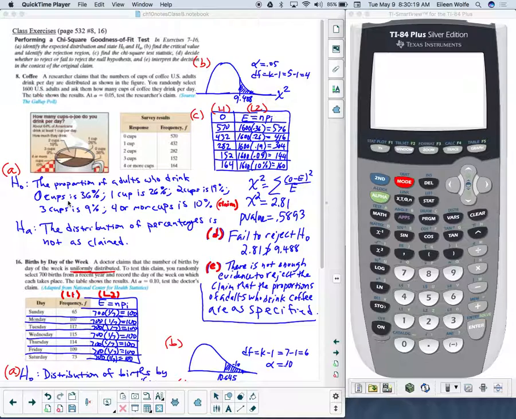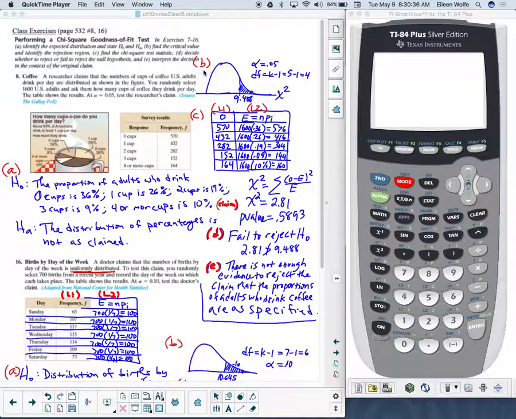So that's how we write out H0: the proportion of adults who drink 0 cups, 1 cup, 2 cups, 3 cups, 4 or more cups are these percentages specified in the model. That's our claim, H0. The distribution of percentages is not as claimed is the statement we write for HA.